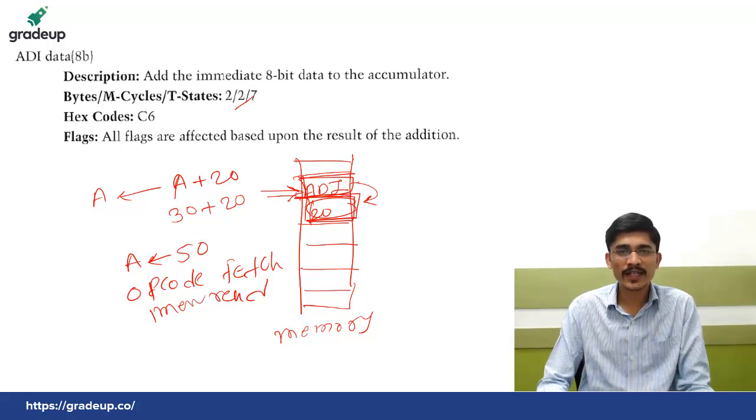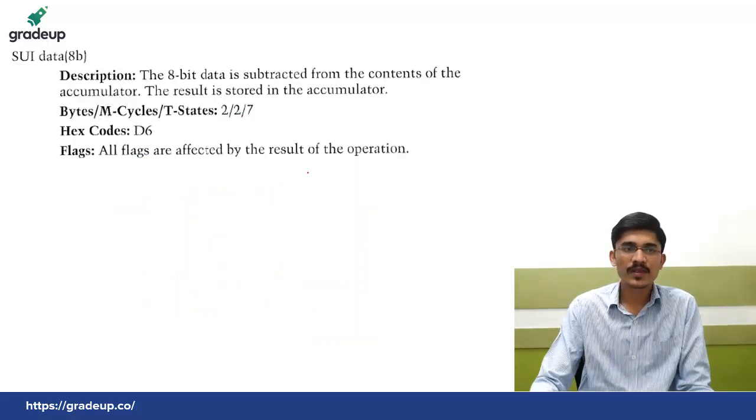It is a 2-byte instruction because it requires 2 spaces in the memory. So it is a 2-byte instruction, 2 machine cycles, and 7 T states are required, and all the flags are affected based upon the result. It may happen that carry or auxiliary carry is generated, or that even parity occurs. Depending upon that, the corresponding flag will be affected. So let's move to the next instruction.